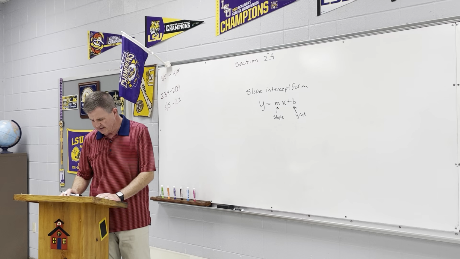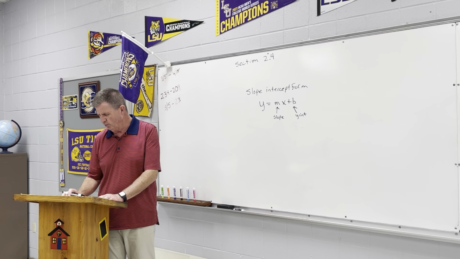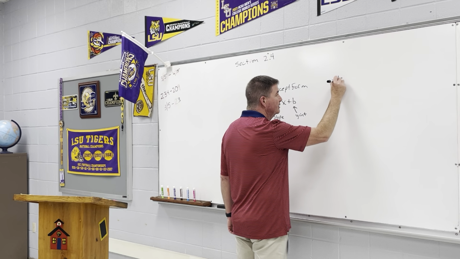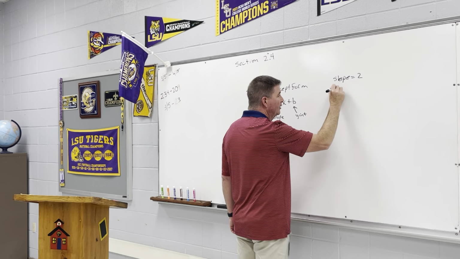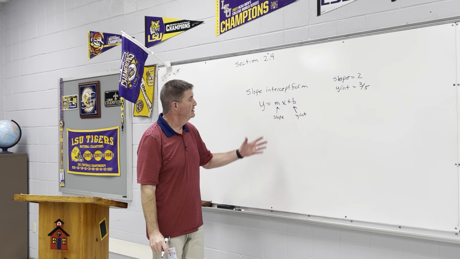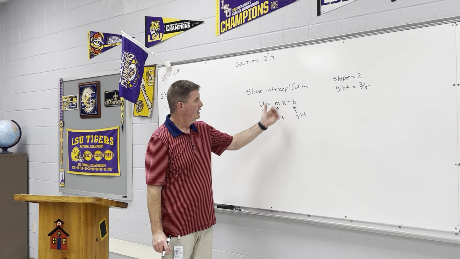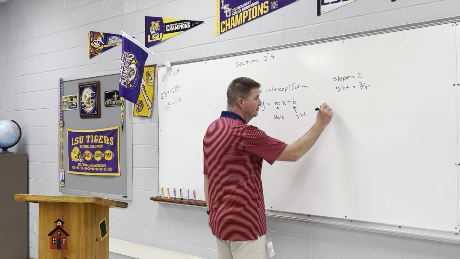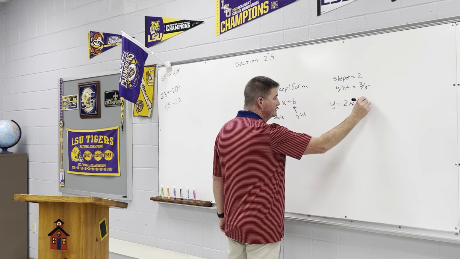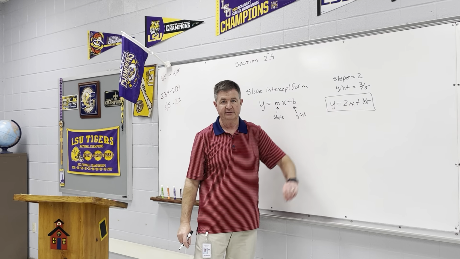Example number 1 says: write the equation of the line having a slope of 2 and a y-intercept of 3/5. This is nothing more than plugging it in. We're putting the slope in for m and the y-intercept for b. So we write y equals 2x plus 3/5. This would be the equation of the line having a slope of 2 and a y-intercept of 3/5.